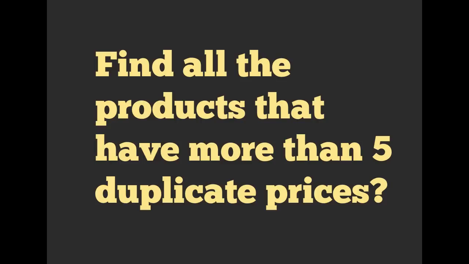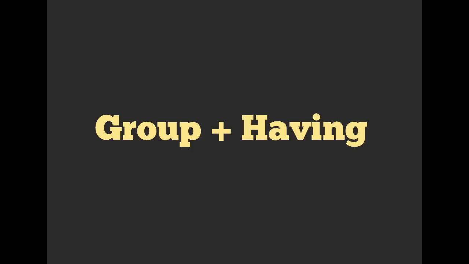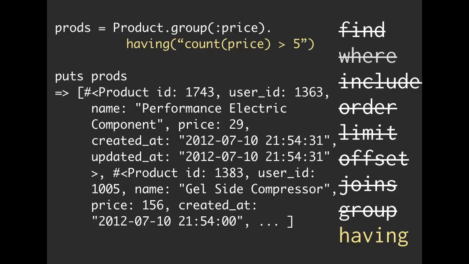We want to know all of the items that have duplicate prices, as long as there are more than five of those duplicates. It's a little bit to wrap your head around, and let's see how we can do it in some SQL. We can use group. We used group in the last video. Go check that out if you missed it. And having. Having is a great clause.